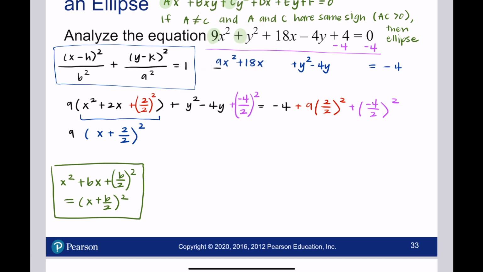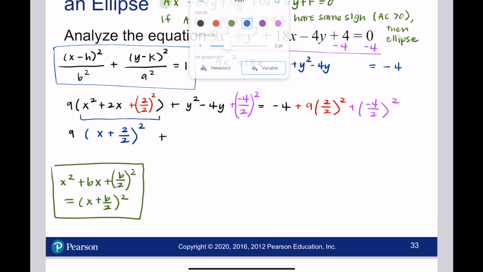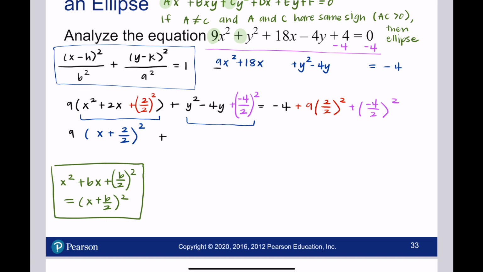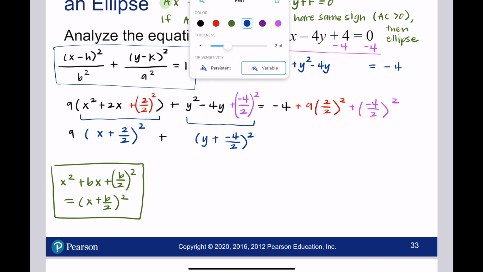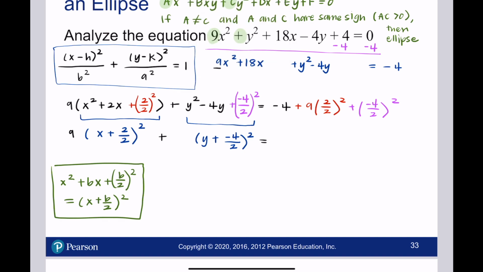And we can do the same thing here, so we have plus y squared minus 4y plus negative 4 divided by 2 squared. So this factors to y plus our b value, which is negative 4 divided by 2, and we square it. And this is equal to the right side, which we can simplify down. So we have negative 4 plus 2 divided by 2 is 1. 1 squared is 1. And 9 times 1 is 9. Then we have negative 4 divided by 2 is negative 2. Negative 2 squared is 4.